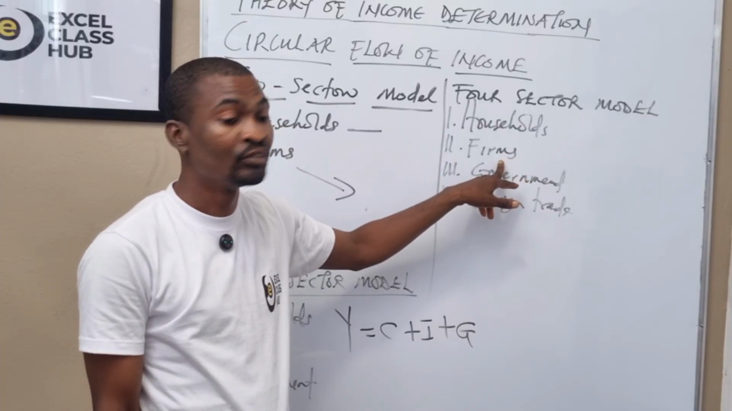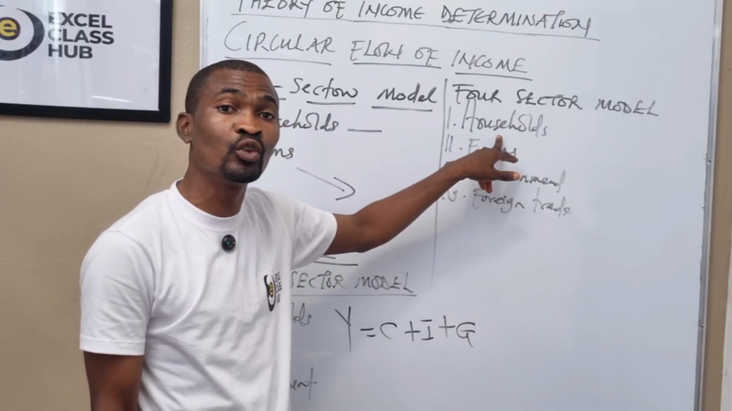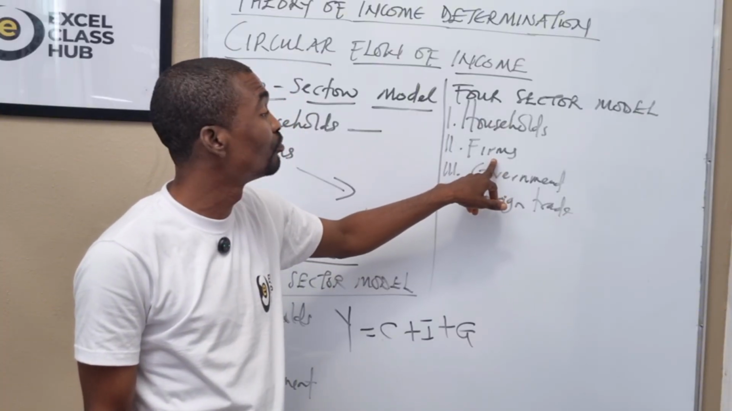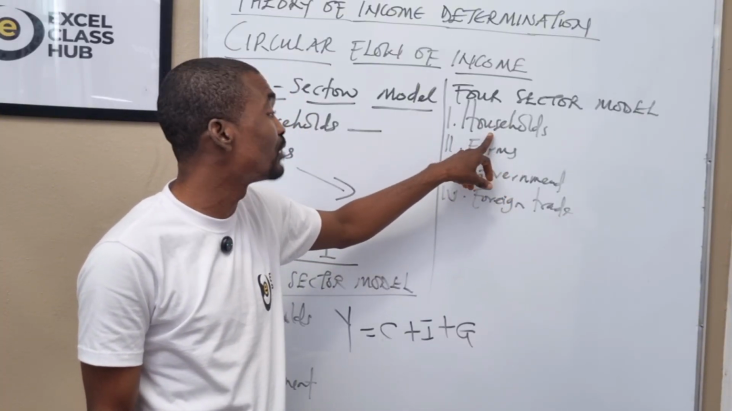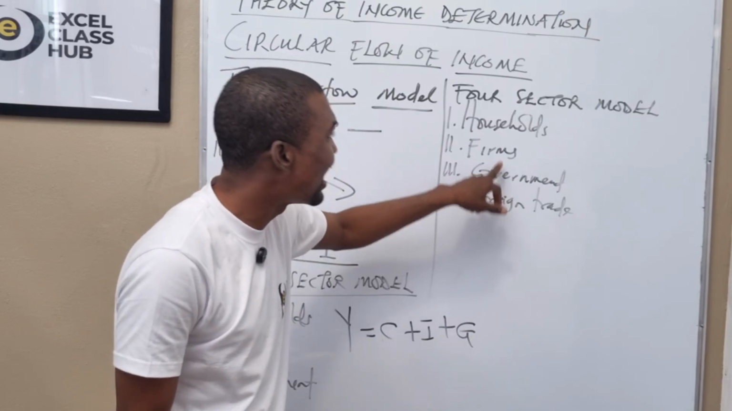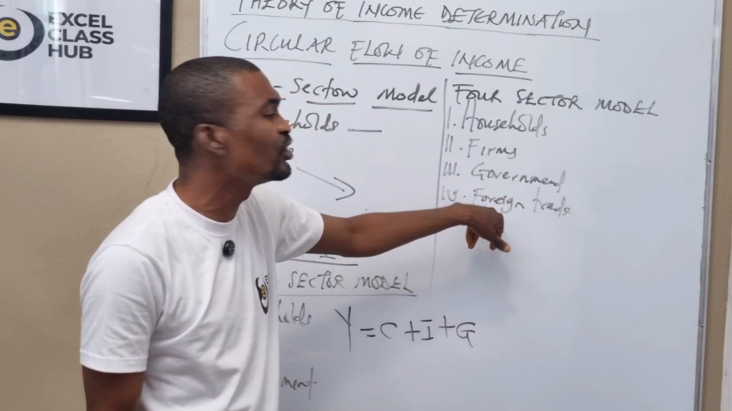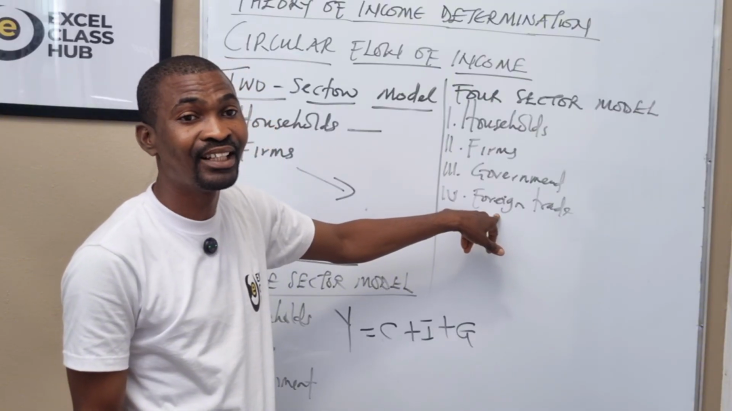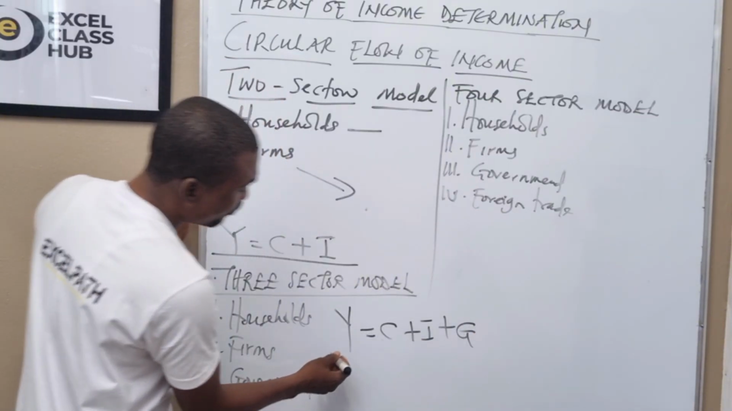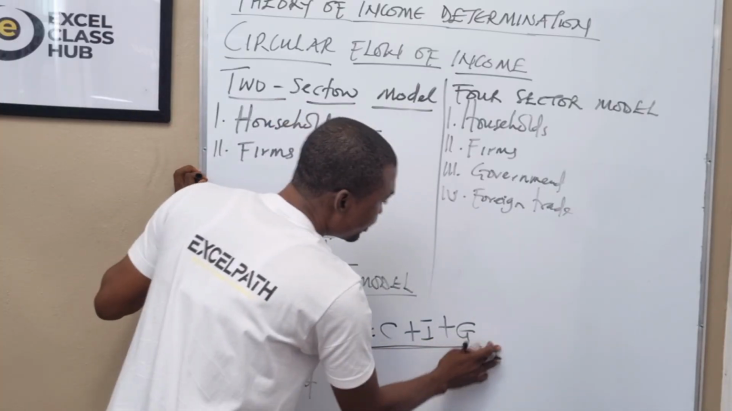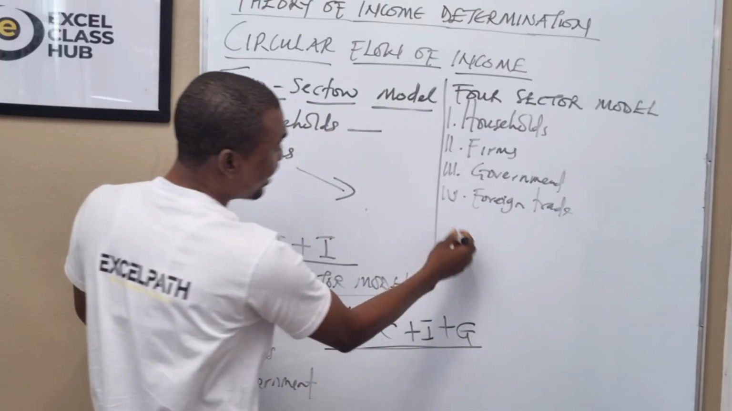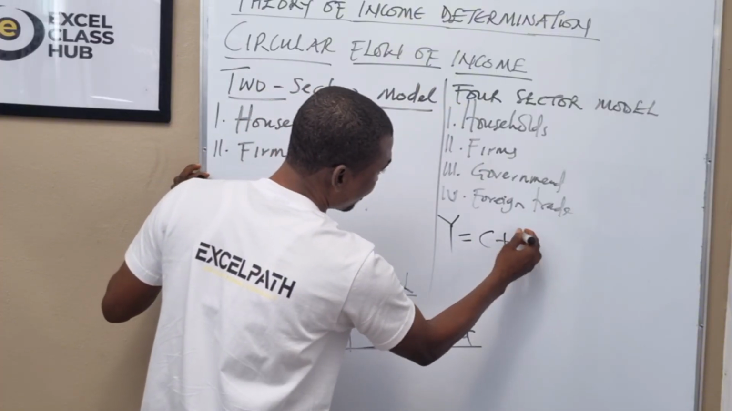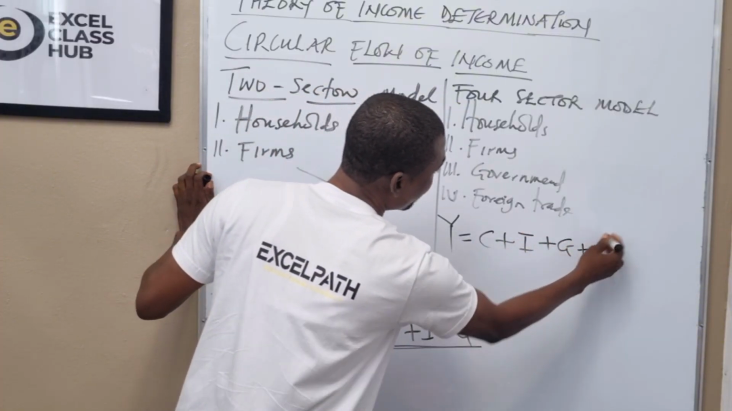Now, this four-sector model explains how the households render their services to the firms. The firm in turn will pay the household wages and salaries. Now the government will tax the firm, corporate tax. They will tax the household, personal income tax. Now this government and the firm, they can also deal in buying and selling in terms of import and export. So our equation is going to expand. It's now going to be Y, which is income, equals C plus I plus G plus X minus M.